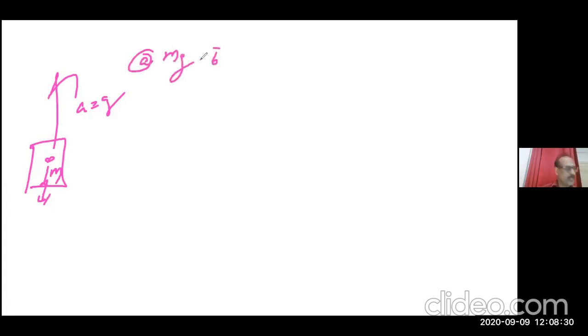In an elevator moving vertically up with an acceleration g, the force exerted by the passenger of mass capital M is: A) mg, B) half mg, C) 0, D) 2mg.